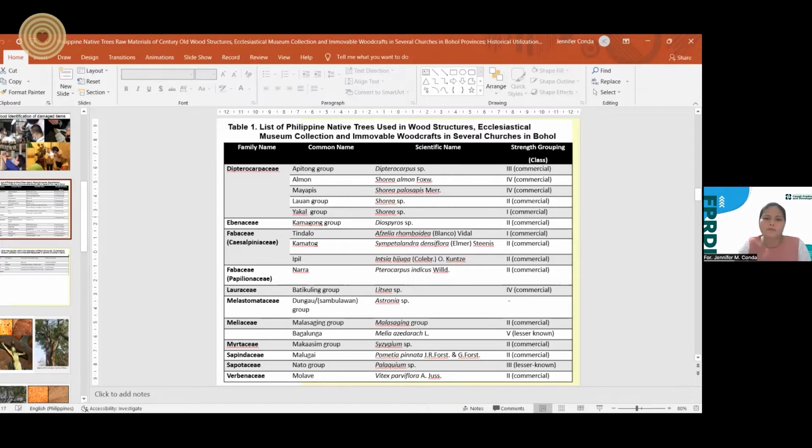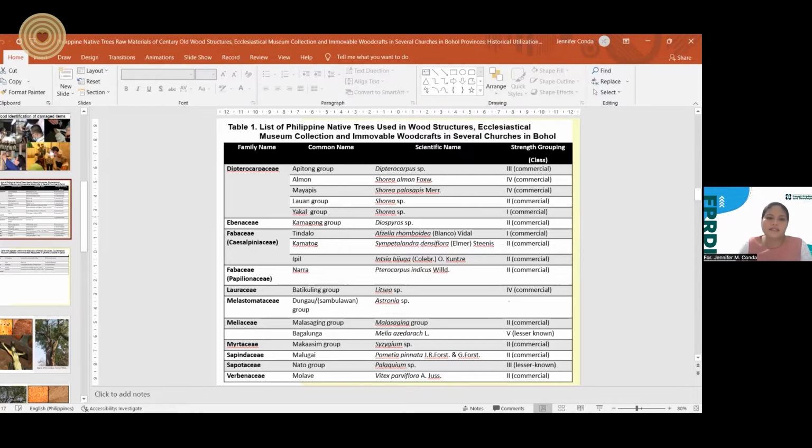Here in the Ebenaceae, we have the Camagong group, under Diospyros species, which is classified as class 2, and it is commercial. When we say commercial, it is readily available in the market. Another species that we observed is Pterocarpus indicus, which is a very prominent and highly valuable tree species here. Also under Lauraceae is the Litsea species. These species are used in wood carvings here in Laguna in Paete because of some of their macroanatomical properties, which I will discuss later.